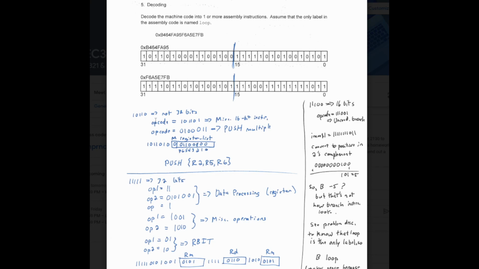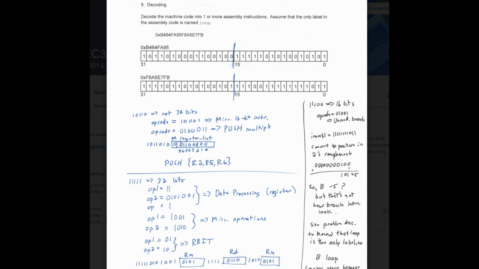The next thing we have to decode is the opcode. So we find that the opcode is the first 6 bits. That leads us to miscellaneous 16-bit instructions. From there, we check the opcode again. This is now 0100, 011. And I think that comes from 01000011 there. The first 4 bits at that point are hard-coded, and that takes us to push multiple.